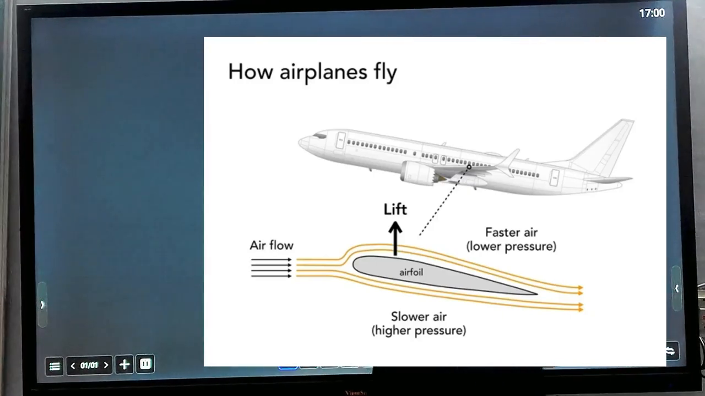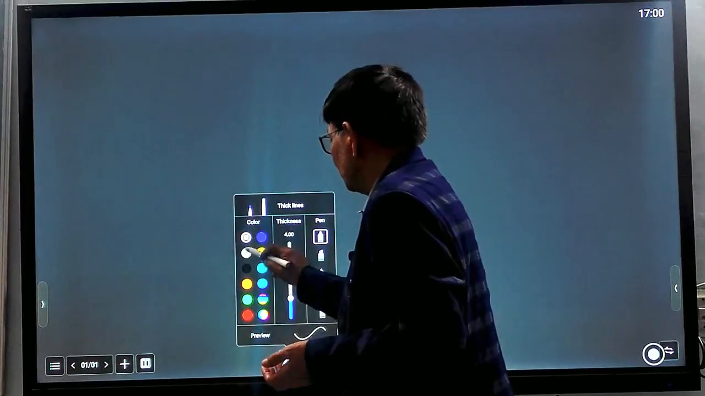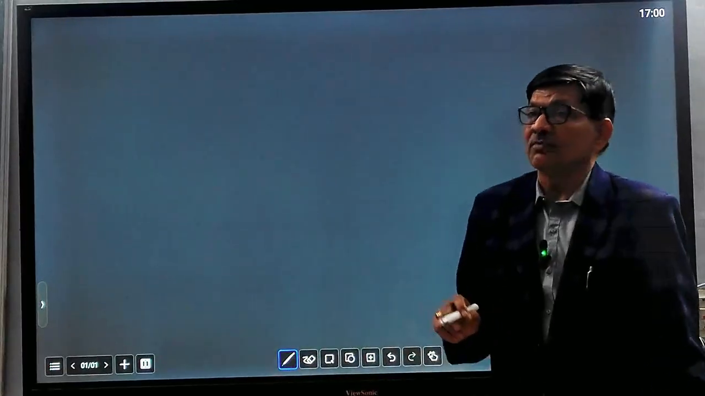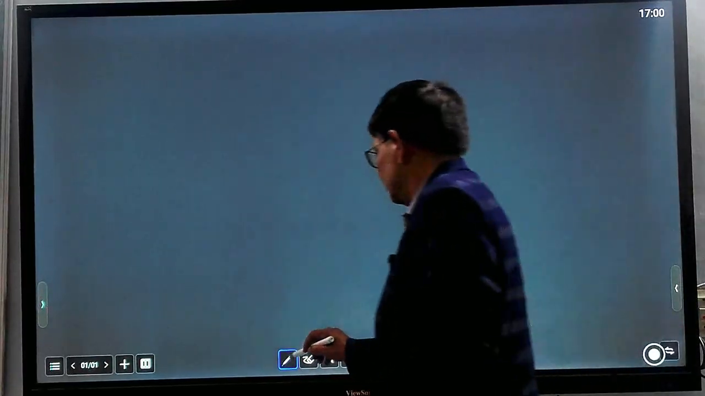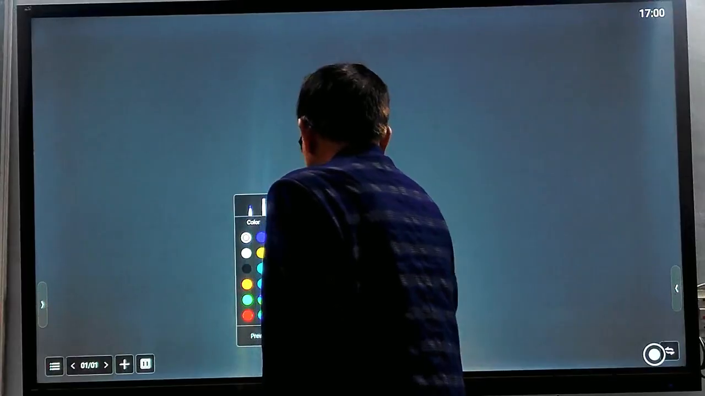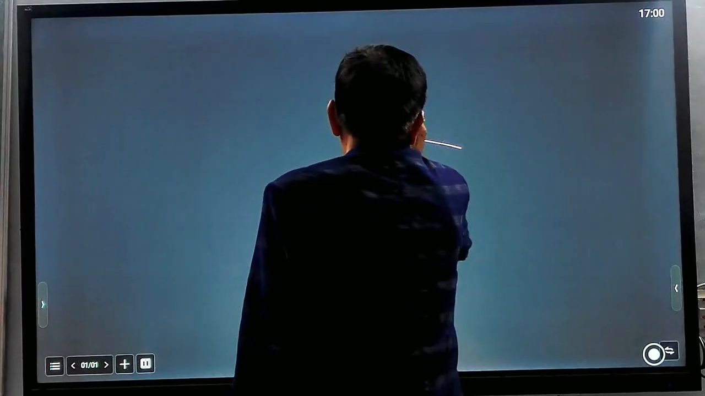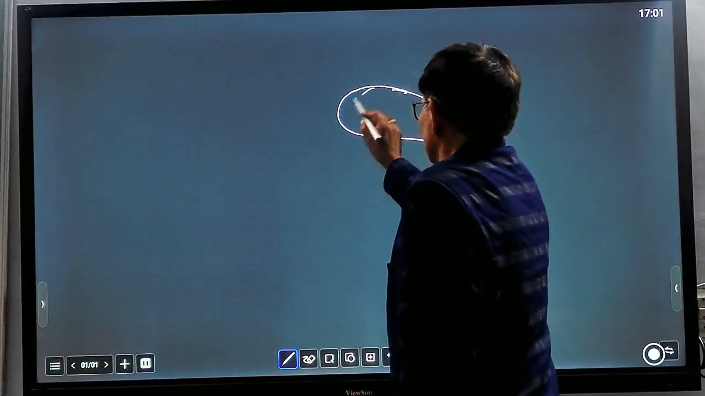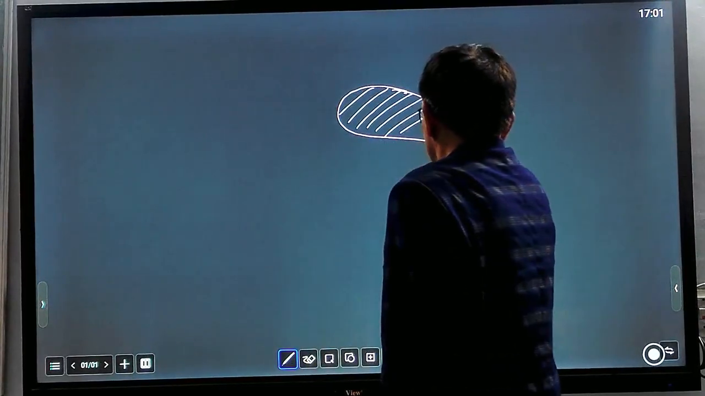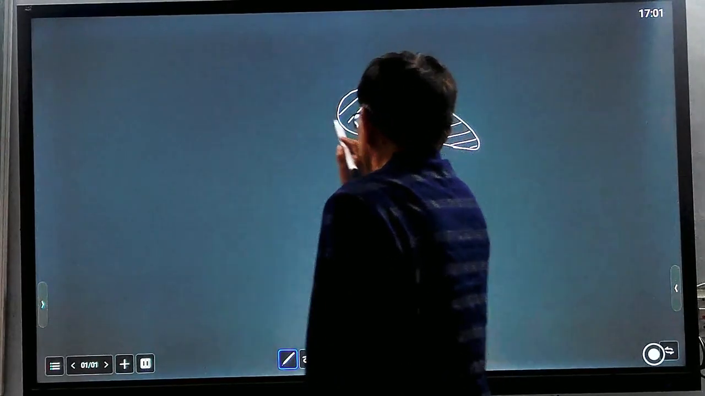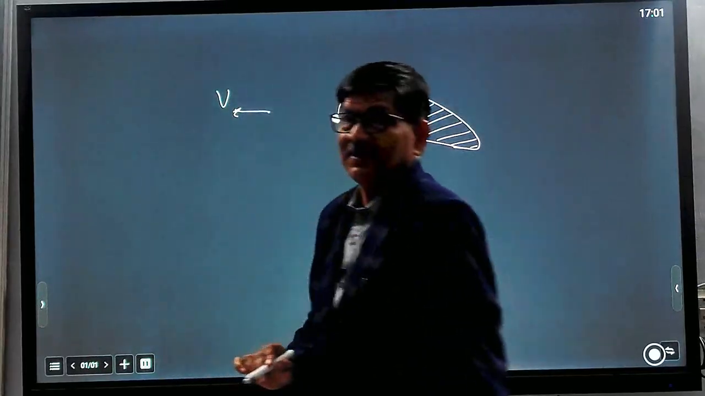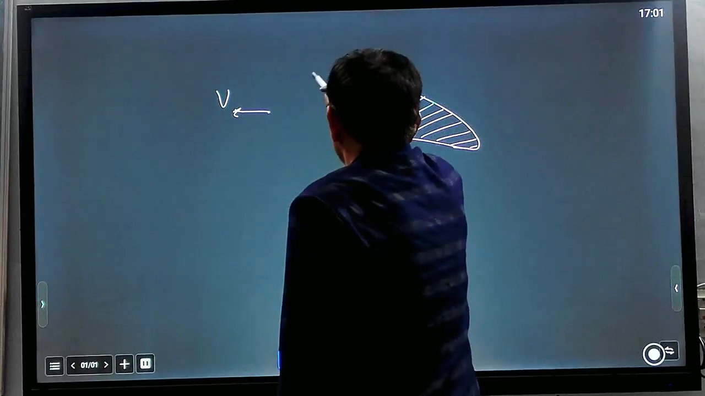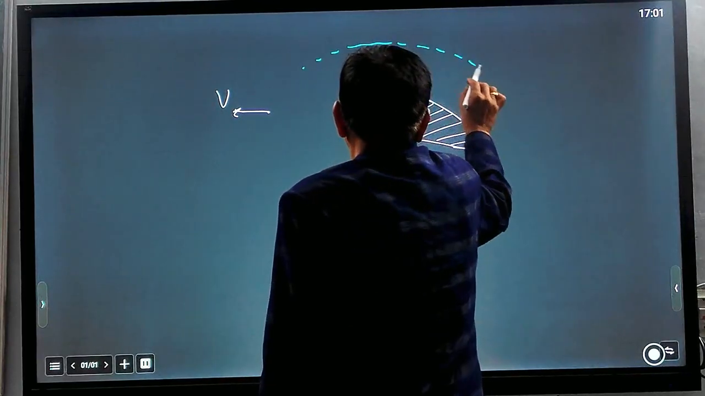First we discuss how to calculate lift and drag. We take the example of an aeroplane wing. Suppose this is an aeroplane wing, not an exact design, but we can consider it as an aeroplane wing, moving with the cruising speed of the plane. So the surrounding air moves with the same speed.